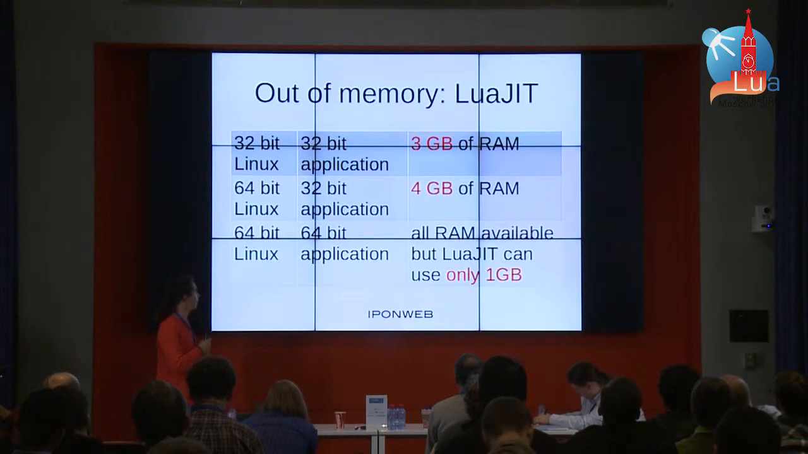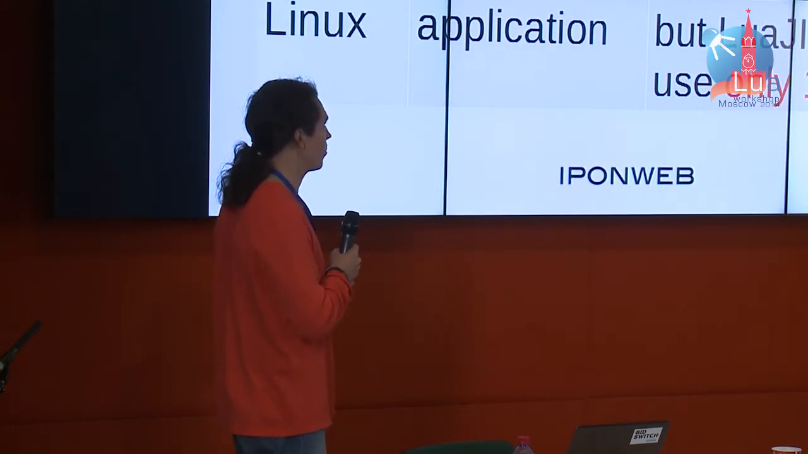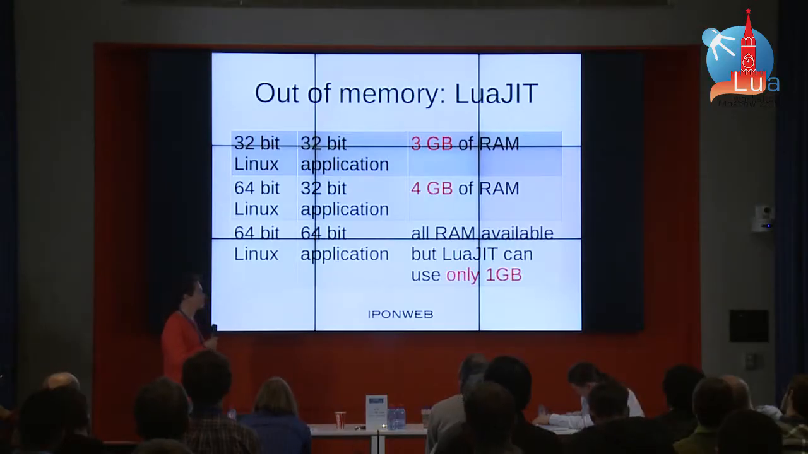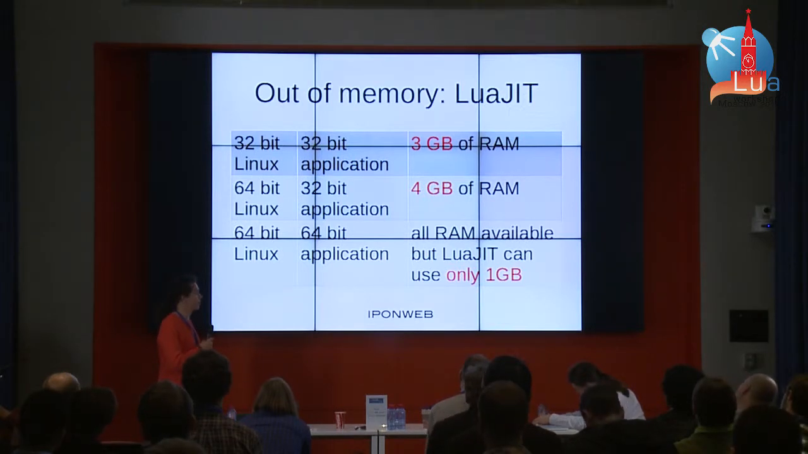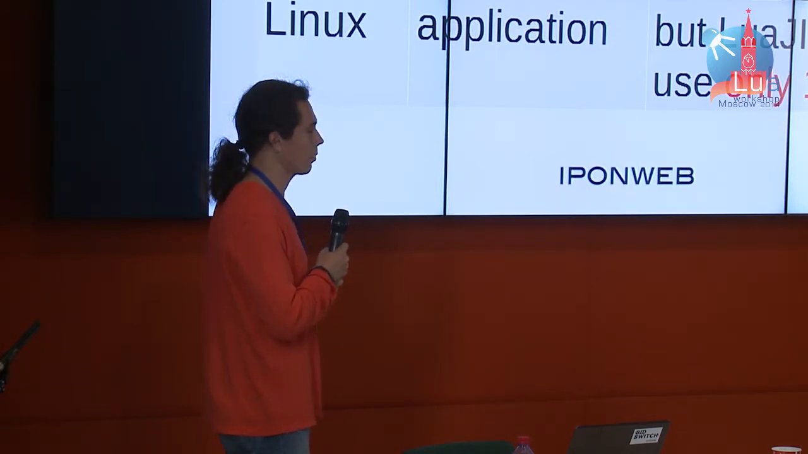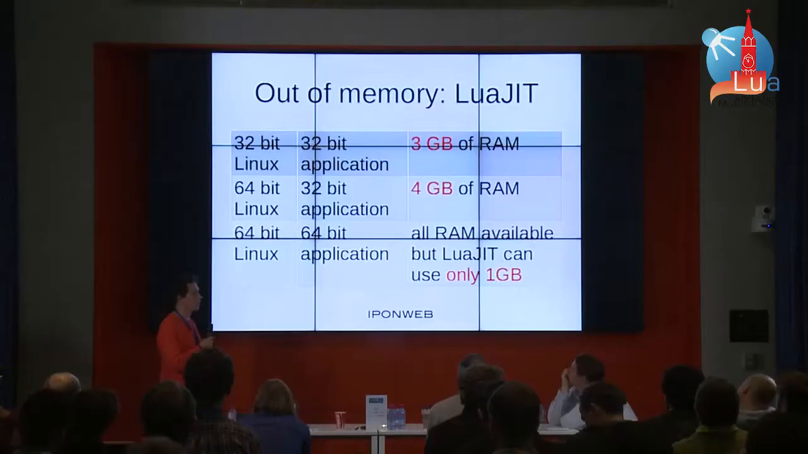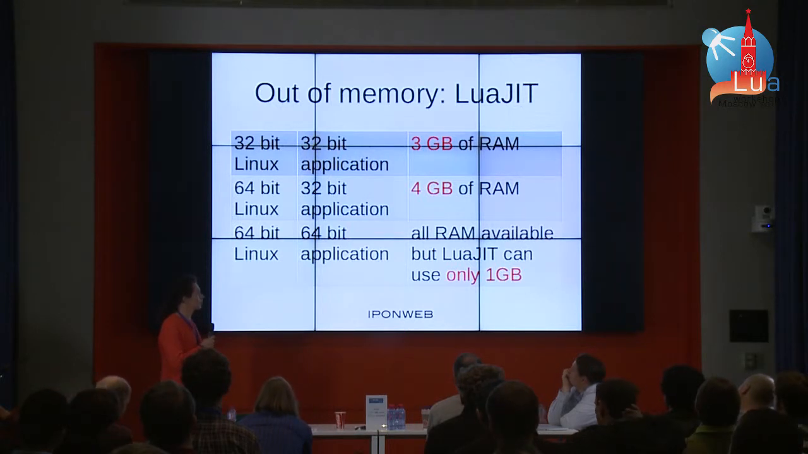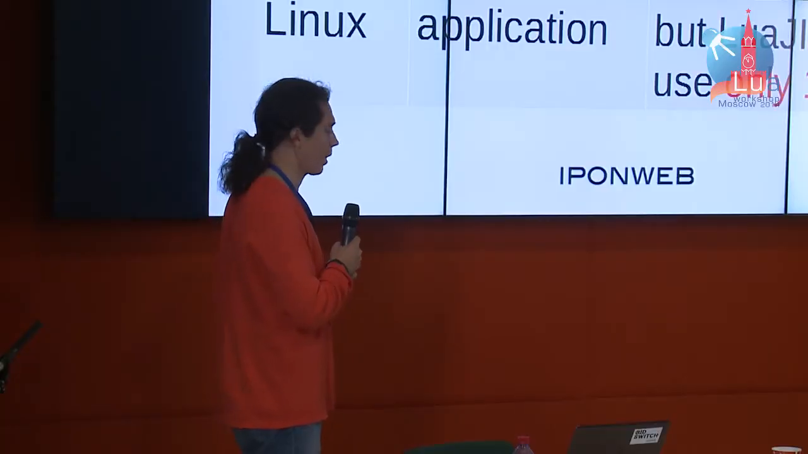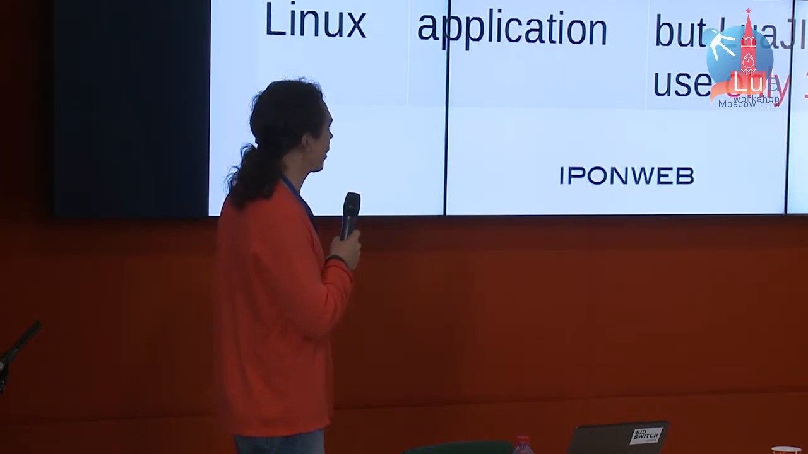But if you run a 64-bit application on 64-bit Linux, well, all the RAM is usually available to your application, but unfortunately, LuaJIT can only use 1 GB. The reason for this is that, for various interesting technical reasons, internal LuaJIT still uses 32-bit pointers, and it requires that all the data it allocates for its own purposes should be addressable using 32-bit pointers. And on Linux, at least without some special hacks, it allows you to get data from low memory regions only up to 1 GB. So, annoyingly enough, if you upgrade to a 64-bit architecture, you get less memory.